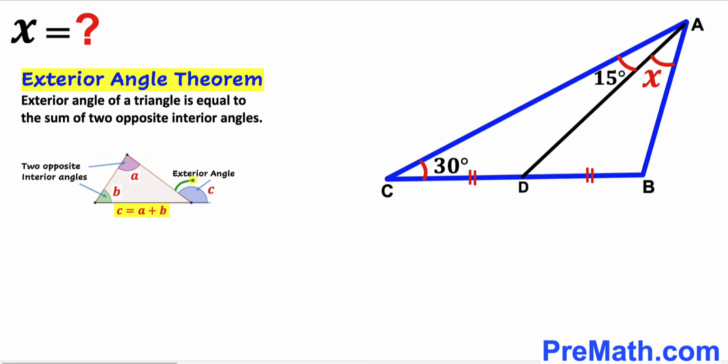Here we can see this is our exterior angle C, whereas our two angles A and B are opposite interior angles, such that angle C equals A plus B. Here this is our exterior angle, whereas these are our two opposite interior angles. So this exterior angle is going to be the sum of these two opposite interior angles: 30 degrees plus 15 degrees gives us 45 degrees.